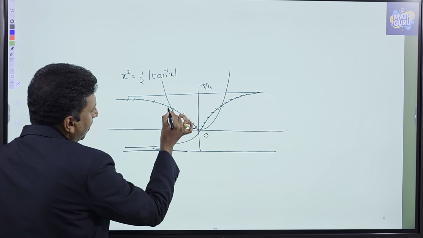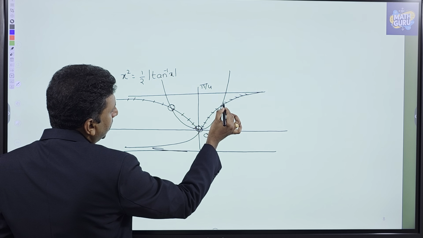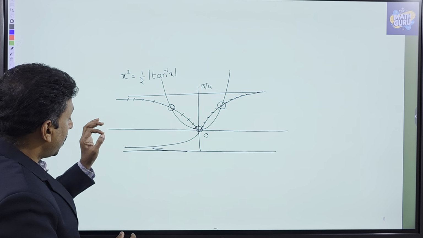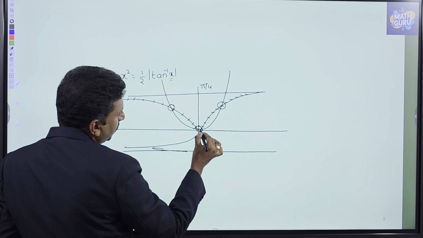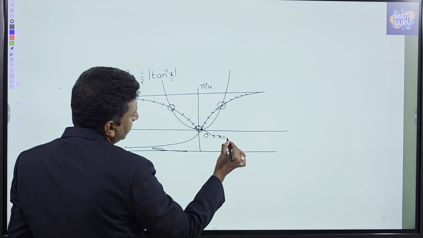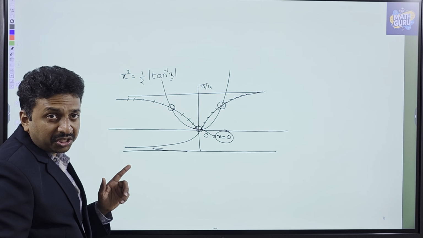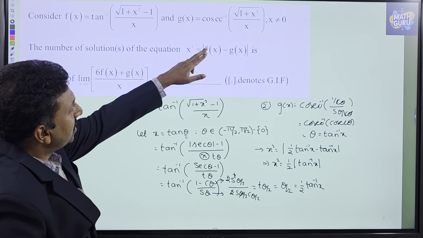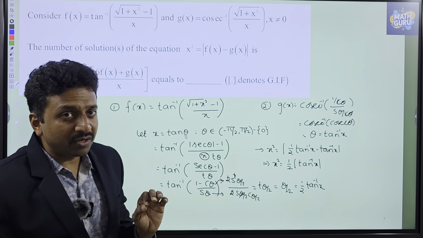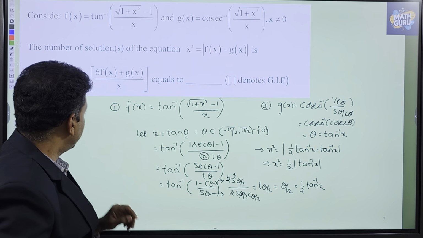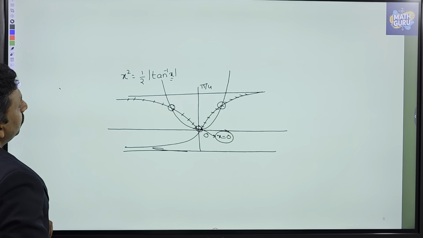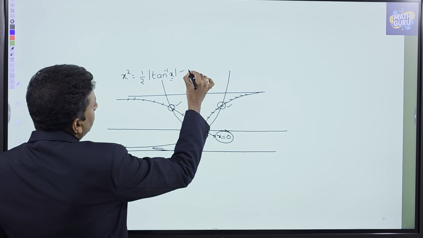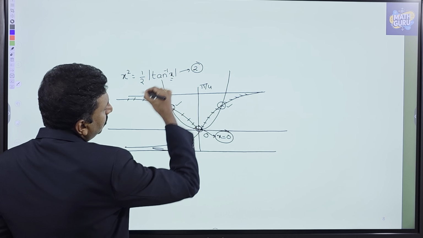So clearly you have 1, 2 and 3 points of intersection. But one of the points of intersection corresponds to x is equal to 0. Clearly in the question you can see that x is not equal to 0. That means x equal to 0 cannot be treated as a solution. So we have to take only this solution and this solution. So the number of solutions is equal to 2, that is the answer.